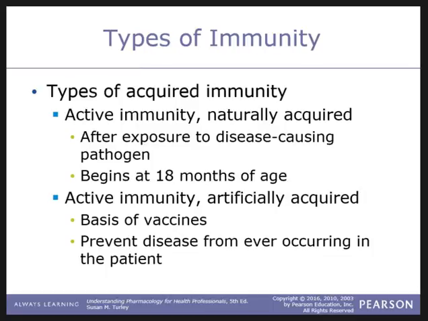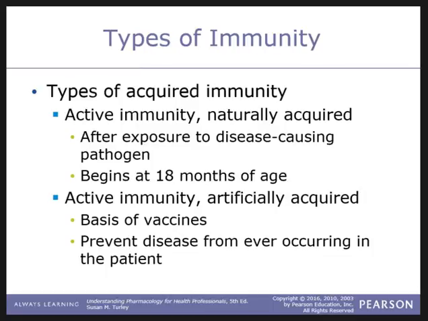There is active naturally acquired immunity, and this occurs once someone's been exposed to a disease-causing pathogen, and usually occurs after a year and a half of life. This is when the immune system can kick in on its own. So this would be for things like if somebody gets chicken pox and their body builds up an immunity, then if they're exposed to chicken pox again later in their life, they don't get chicken pox a second time.